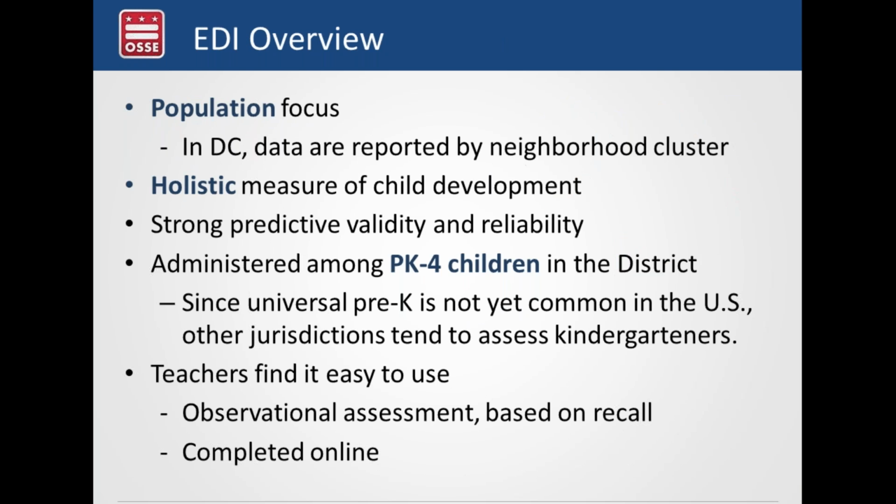And we've talked about it being a community snapshot, which means it has a population focus. And in DC, what that means is that not only can we look at DC-wide how children are doing, but we're able to break that out by geography and by neighborhood. And so in DC's case, although there will be other ways to look at the data, initially we've looked at it by neighborhood cluster. And so this is a really important way to look at the geographic patterns, and you'll see a little later some maps that show the results by neighborhood cluster.